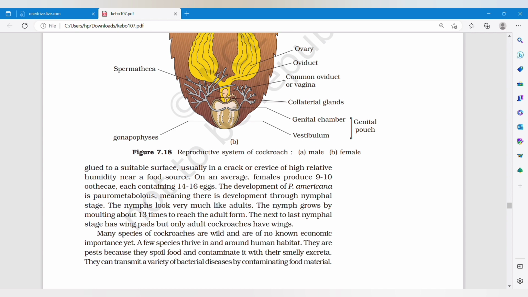Many species of cockroaches are wild and are of no economic importance. A few species thrive in and around the human habitat. They are pests because they spoil food and contaminate it with their smelly excreta. They can transmit a variety of bacterial diseases by contaminating food material.